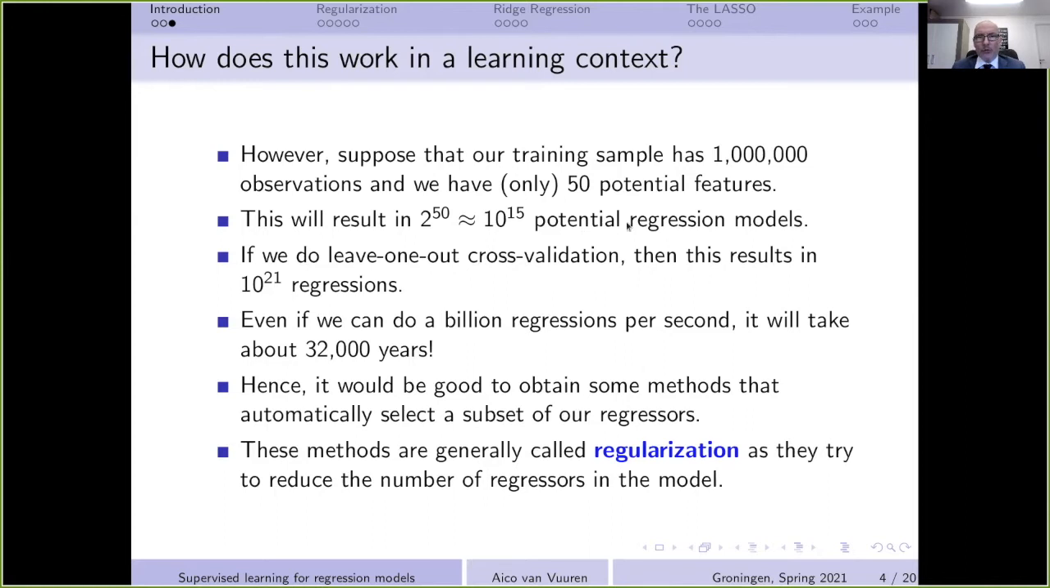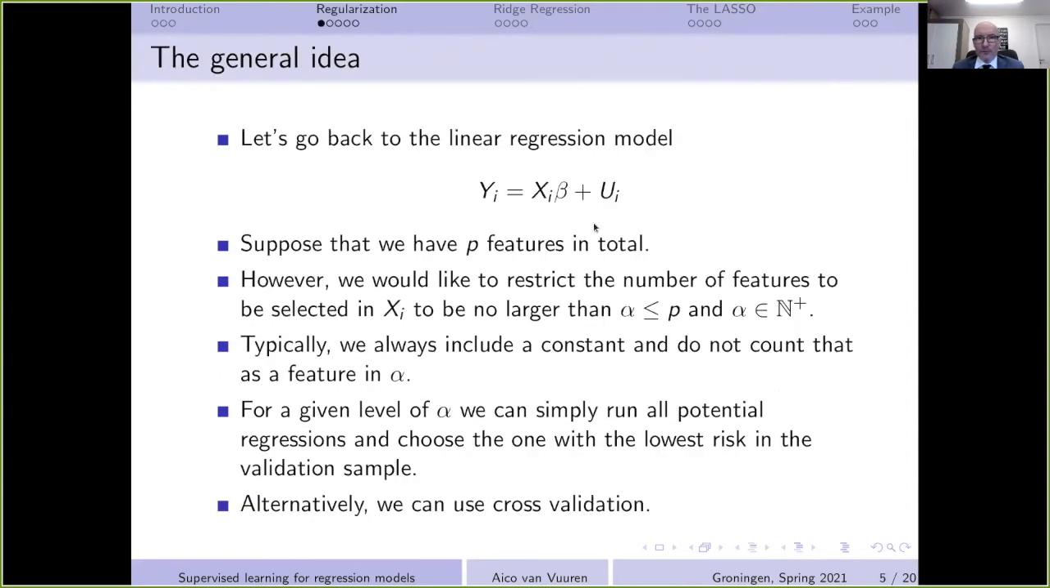Maybe we only have to do a very slight part of the total potential regressions that we have to do. Well, if we're going to look at something like that, then we are going to be in the world of regularization. Regularization means nothing else than that we are going to try to find a method that is going to help us to reduce the number of final regressions that we have to do.